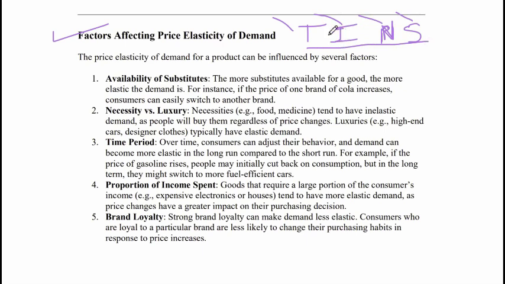So taste and preferences, income of the consumer, number of consumers in the market, and substitute products, which means one product can be substituted with another product. So that will all affect the price elasticity of demand. This is about the income, this is about the number of consumers, and this is about the substitute products.